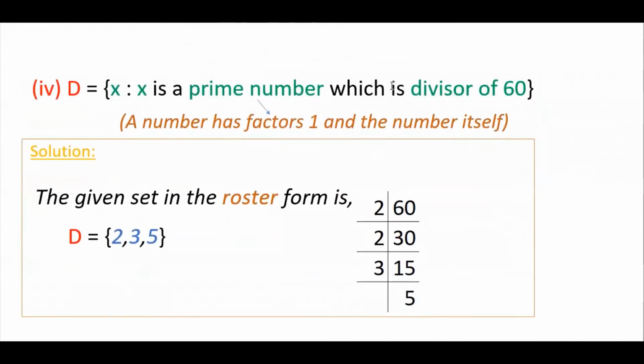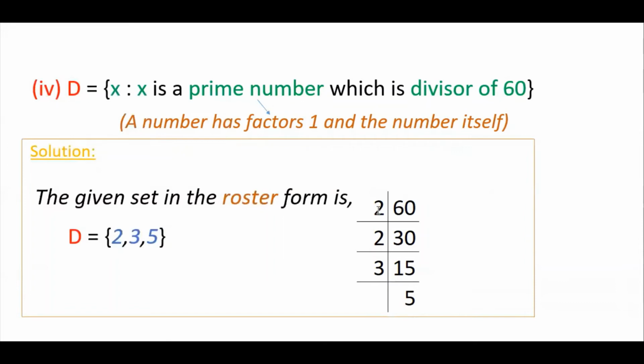x is a prime number which is a divisor of 60. So x should be a prime number. We know that the prime numbers are having the factors 1 and the number itself. Those are called prime numbers. And the divisor of 60. So you have to do the prime factorization for 60 because these are the divisors of 60. That prime number should be a divisor of 60, which means if you divide with that number, the remainder should be 0. Okay.